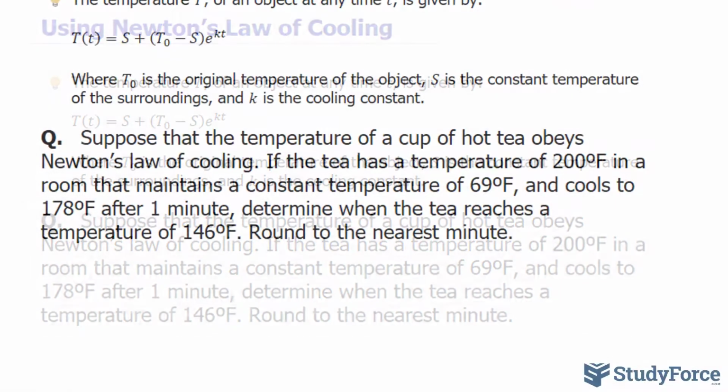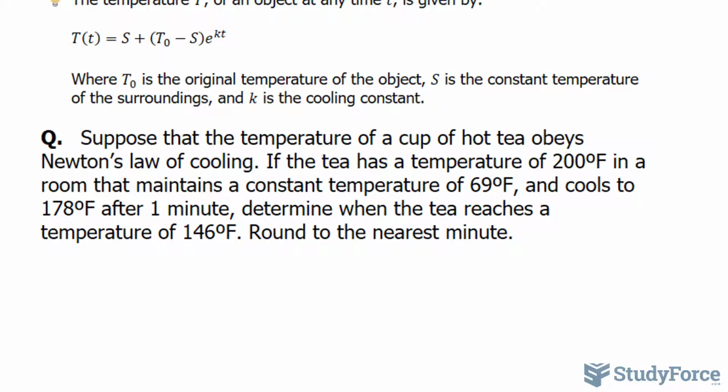degrees Fahrenheit. The first thing that I want to do is underline the important information found in the question. We're told that at the very beginning, when t is equal to 0, the temperature is 200 degrees Fahrenheit. The surrounding is a constant 69 degrees Fahrenheit. The tea cools to 178 after 1 minute, so that's a difference of 22 degrees Fahrenheit. Let's go ahead and substitute those values into the formula as they are.